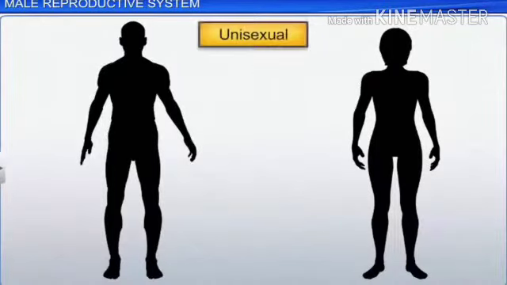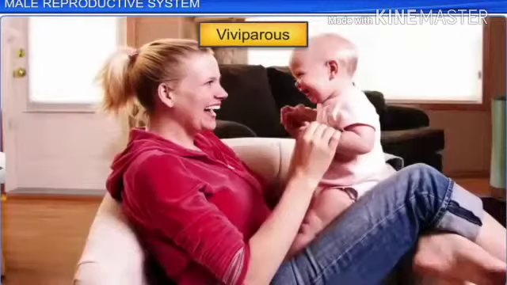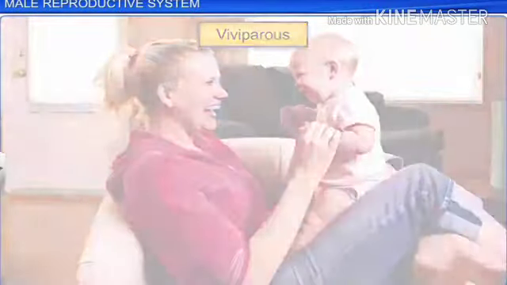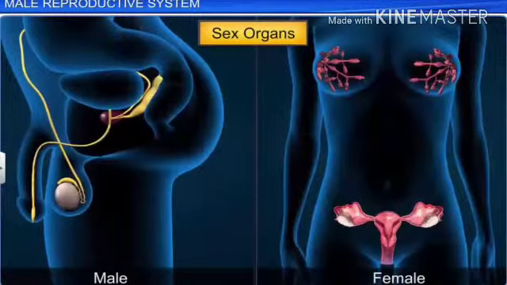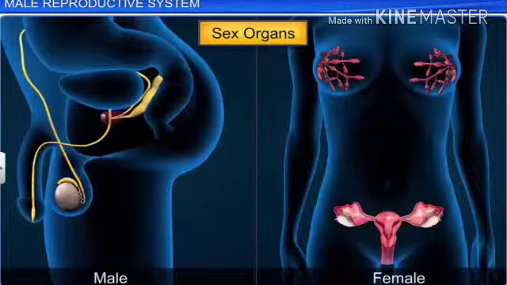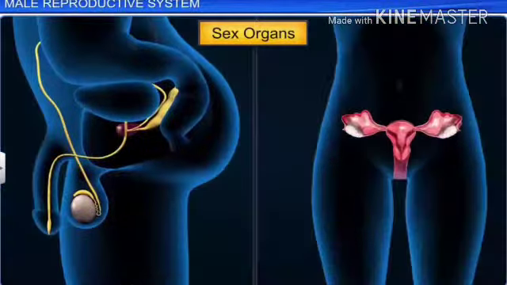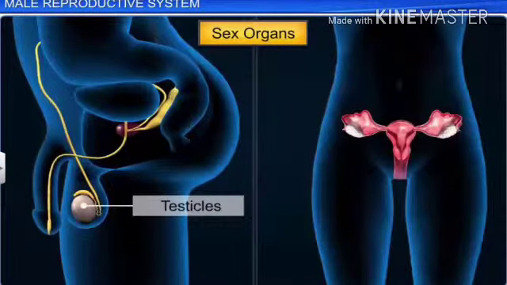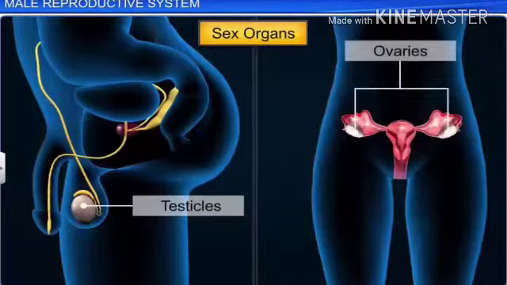Humans are unisexual and viviparous. The major reproductive organs include the external genitalia, like the penis in males and the vulva in females, along with a number of internal organs including the gamete producing gonads like the testicles in males and the ovaries in females.